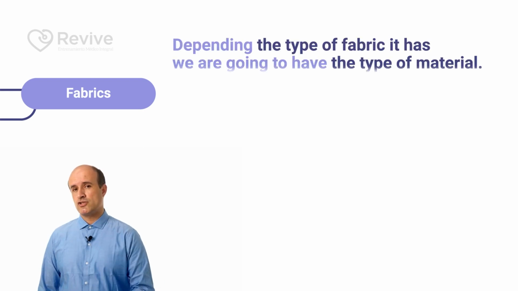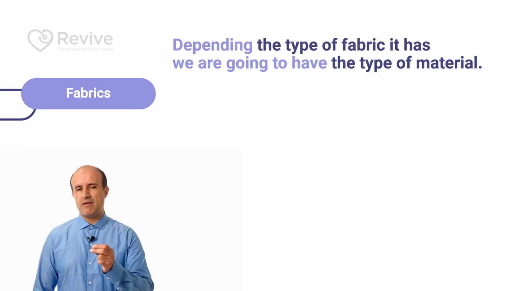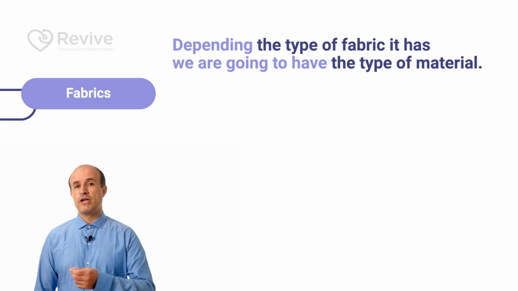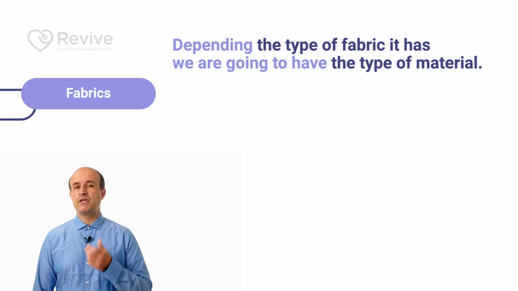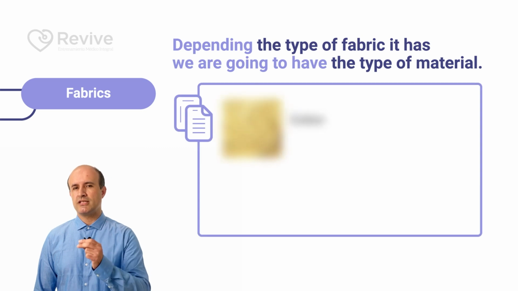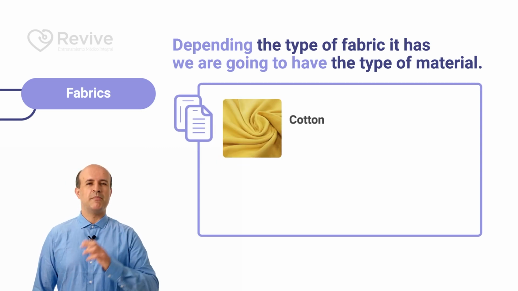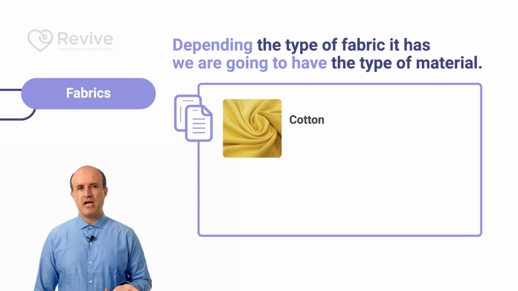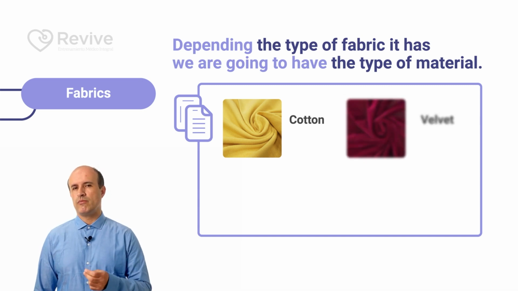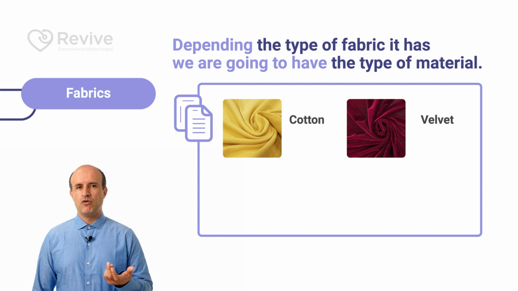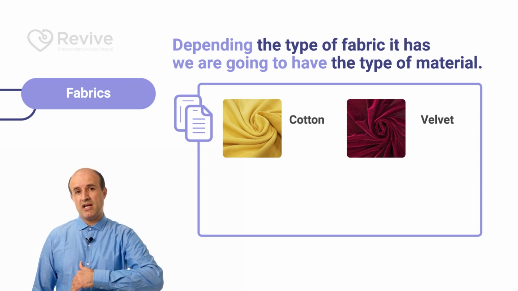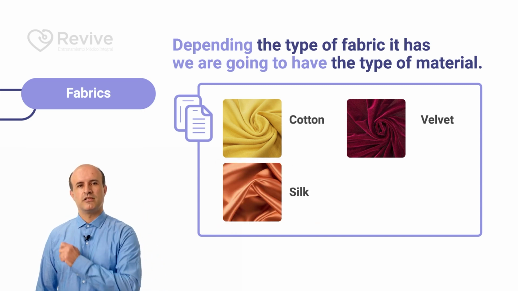Depending on its texture and the type of fabric it has, we are going to have the type of material. Let's start by reviewing the most common types of materials. The first material we are going to see is cotton, a soft material we use in shirts and t-shirts, among others. Then we have another soft material called velvet, followed by a material brought from China, and it is called silk.